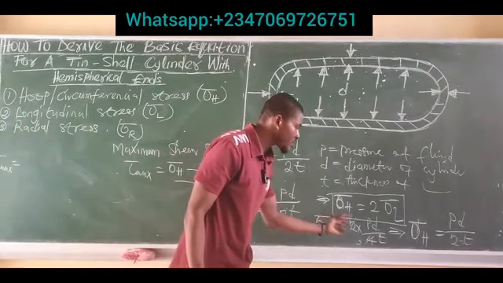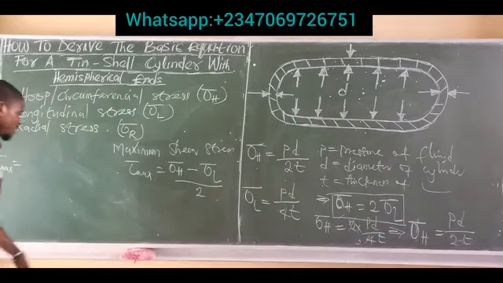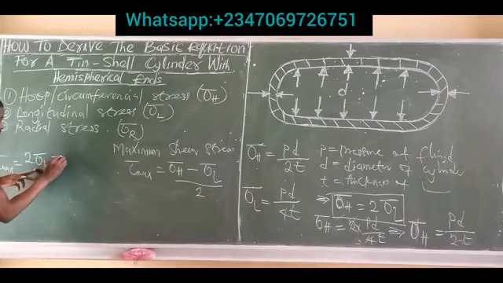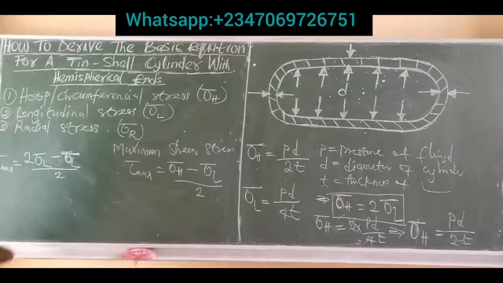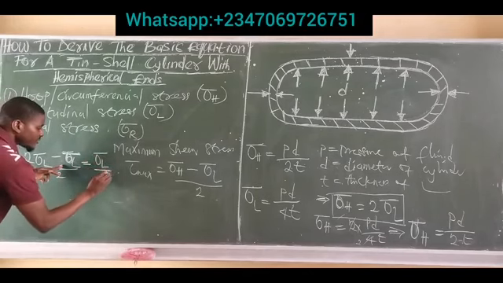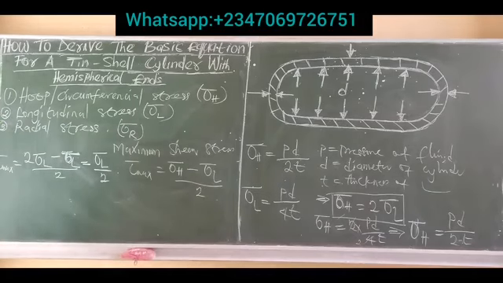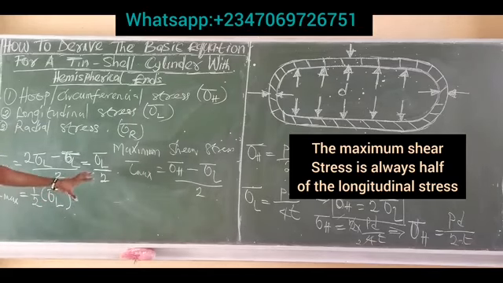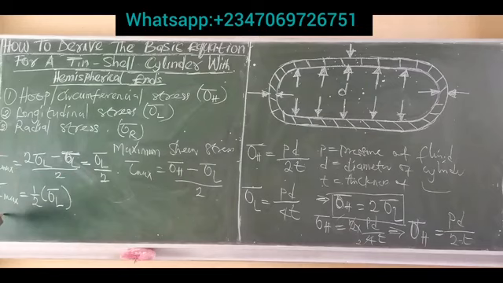Or we can simply employ the shortcut. We said that hoop stress is twice the longitudinal stress. So in place of hoop stress here, this becomes 2 times the longitudinal stress. So 2 sigma L minus sigma L, divided by 2. 2 sigma L minus sigma L remains sigma L, divided by 2. So the maximum shear stress, tau max, is simply 1 all over 2 times the longitudinal stress.